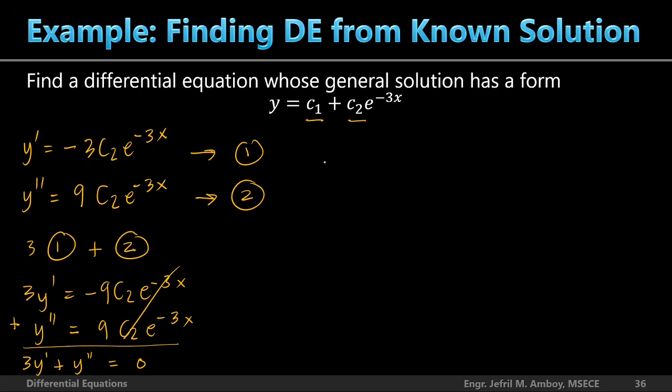Okay? Tapos na ang laban. Meron na tayong differential equation. Y double prime plus 3y prime equals 0. So, this is now the differential equation whose general solution looks like this. Okay, so once again, in this topic, we are given a known general solution. And what we are doing is we are obtaining the differential equation of that general solution. Okay, so if you notice, this equation is linear and has a constant coefficient 3 and 1 there.